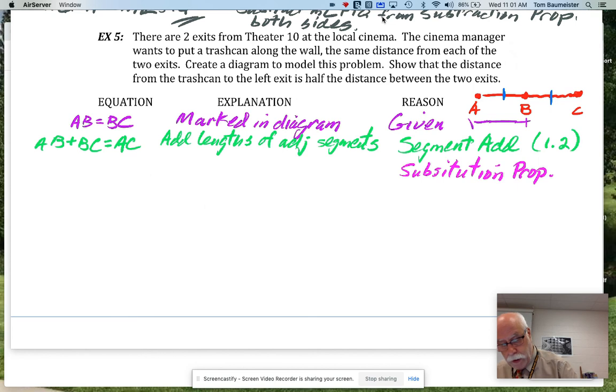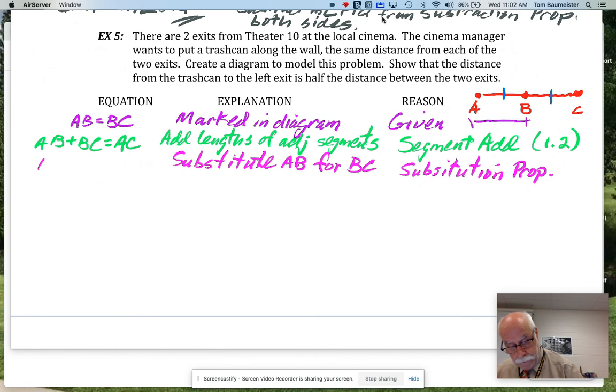Okay, which means I'm going to substitute the length of AB for the length of BC. And what happens there? Well, then I'll get AB plus AB is equal to the total length AC. All right, see everybody, see what I did there?